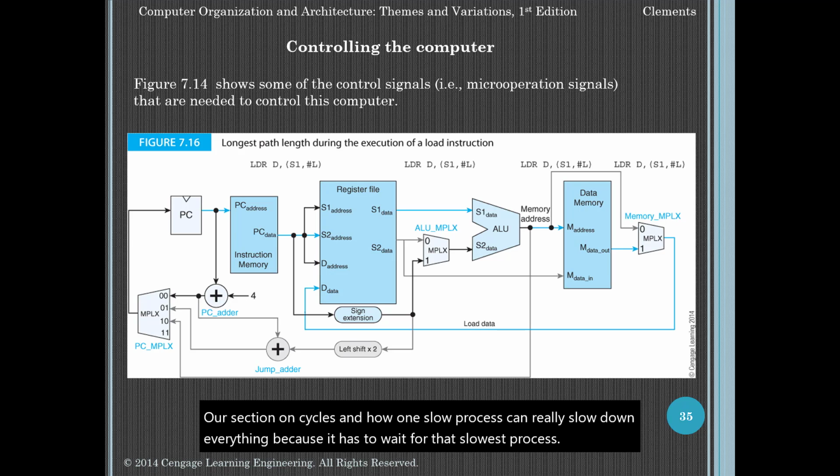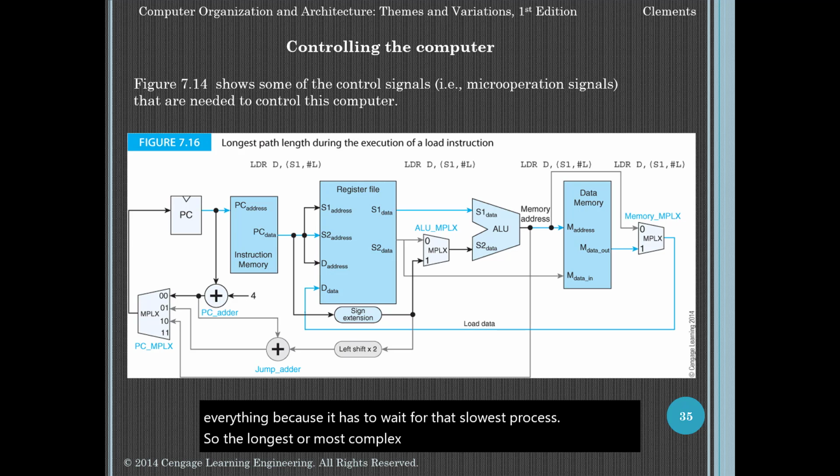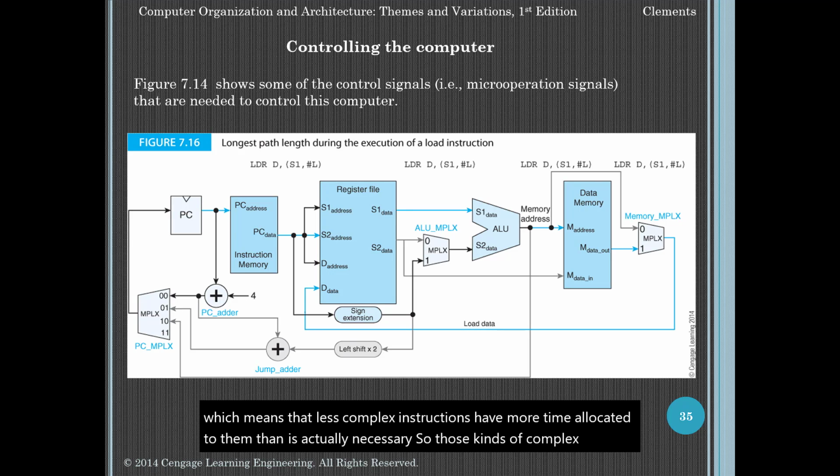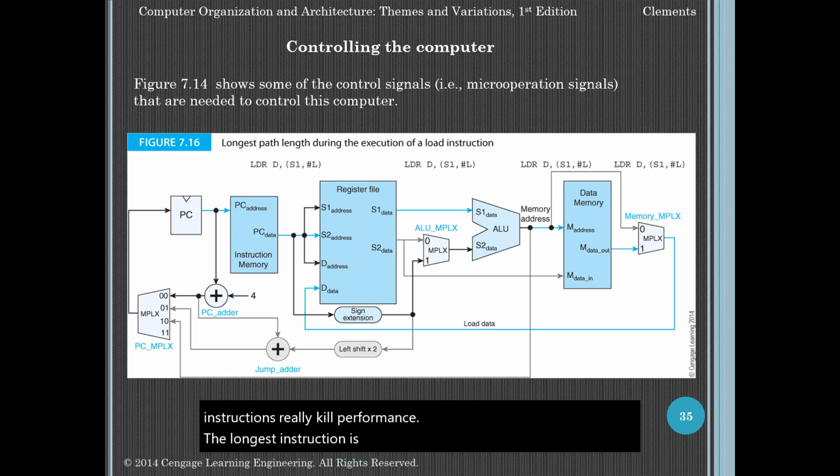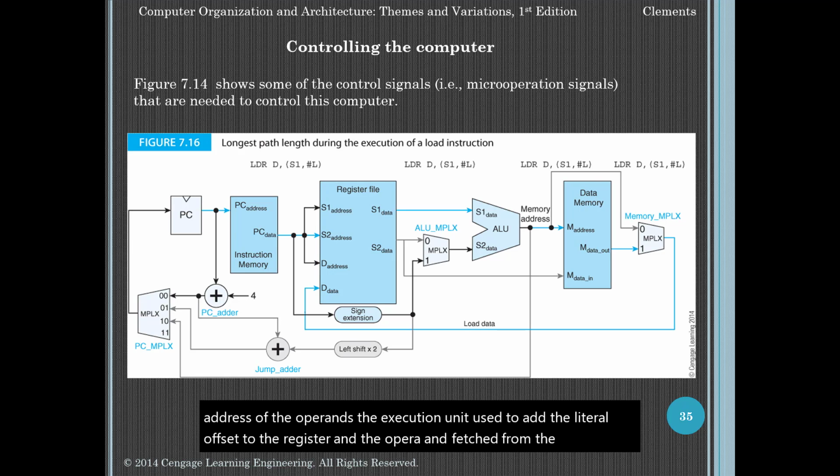So the longest or most complex instruction determines the cycle time, which means that less complex instructions have more time allocated to them than is actually necessary. So those kinds of complex instructions really kill performance. The longest instruction is the load, because the opcode has to be read from memory, the register file accessed to calculate the effective address of the operands, the execution unit used to add the literal offset to the register, and the operand fetched from the data store, and then finally the operand must be stored in the register file.